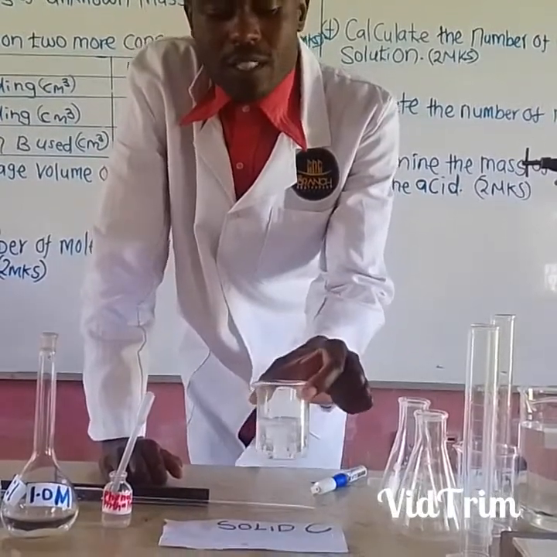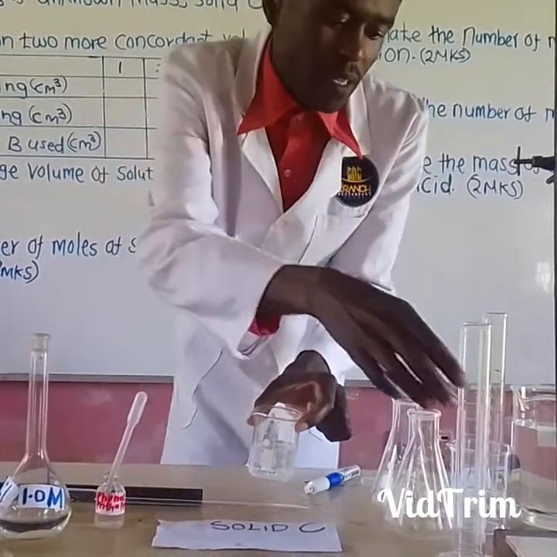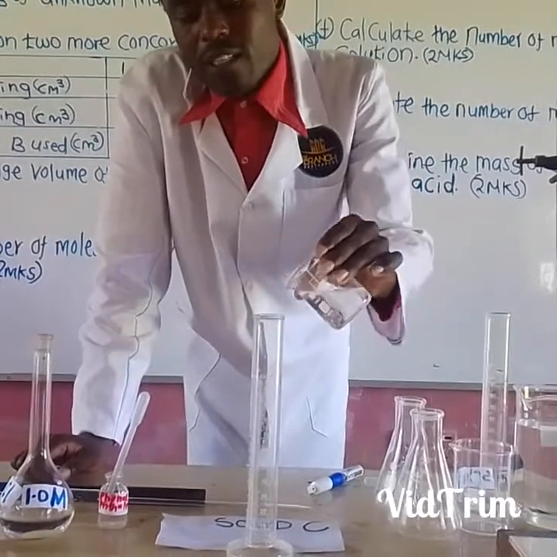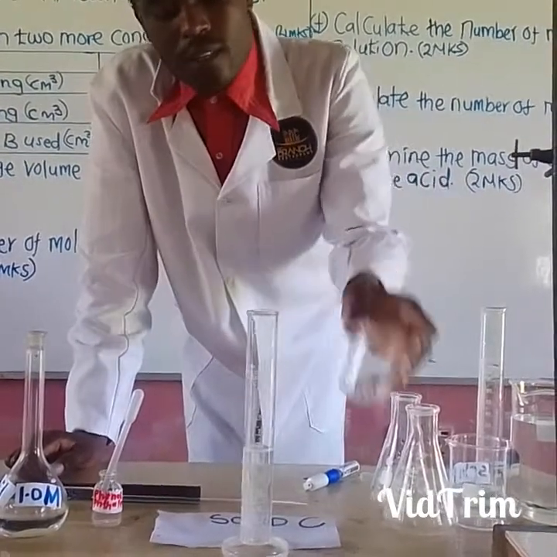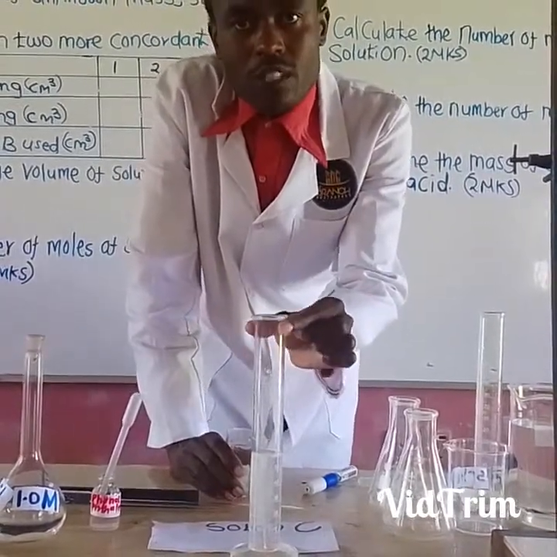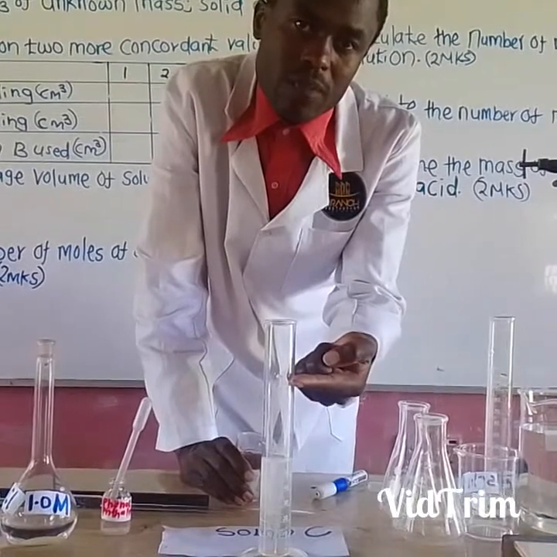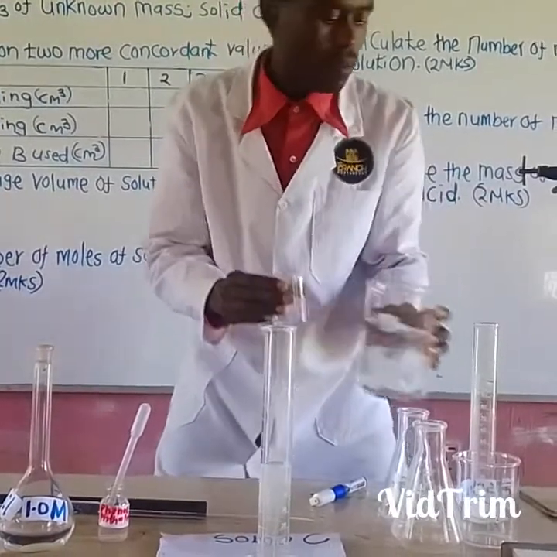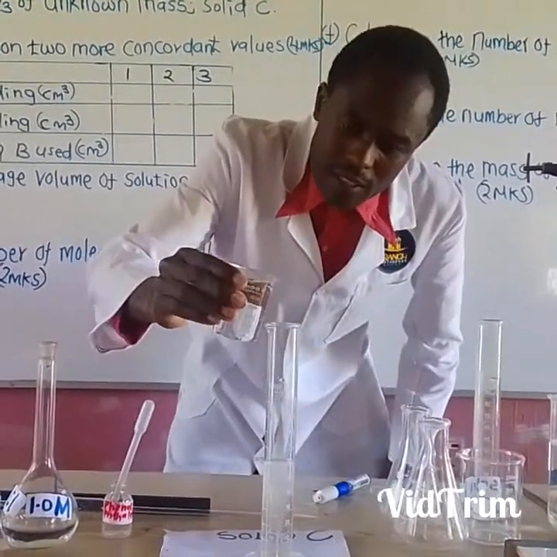Then I have to transfer this resultant solution into another clean 100 ml measuring cylinder. You transfer all of it. Then after that, I top up with distilled water until it is now 100 mL. Is it okay? So this is my distilled water. I top up and ensure you don't exceed 100, exactly 100.